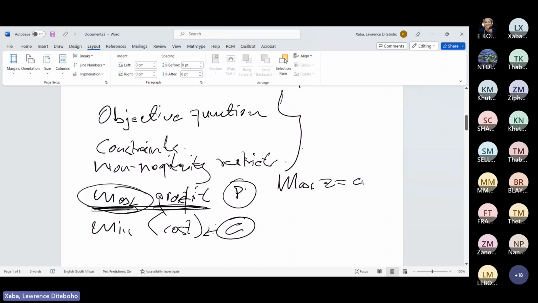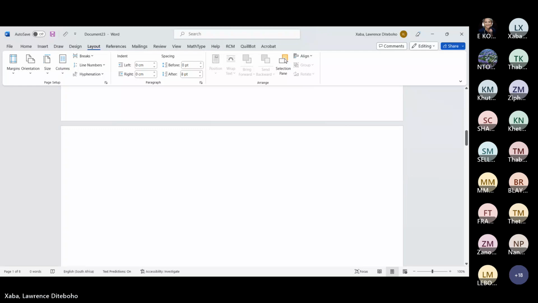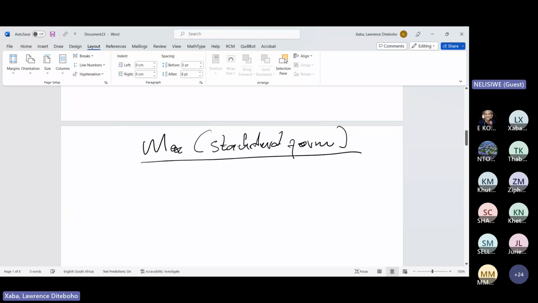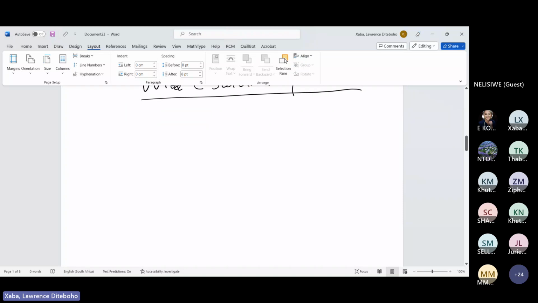Okay, I think it's best if I started a new page. I don't have enough space here. I will say this is the max standard form. So the max standard form, we say it's max. This max is maximum.